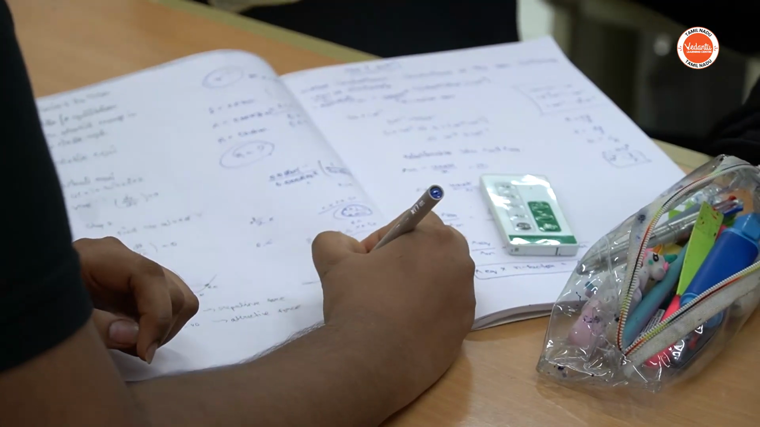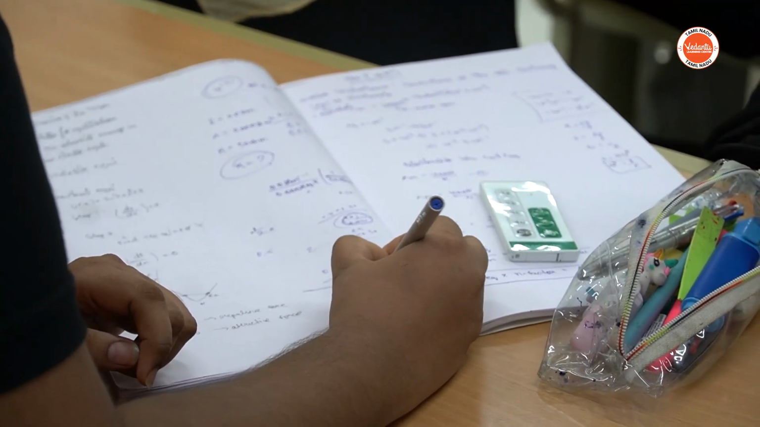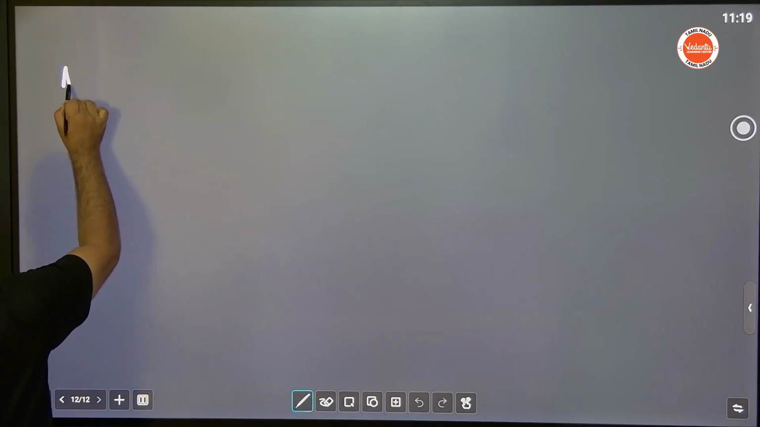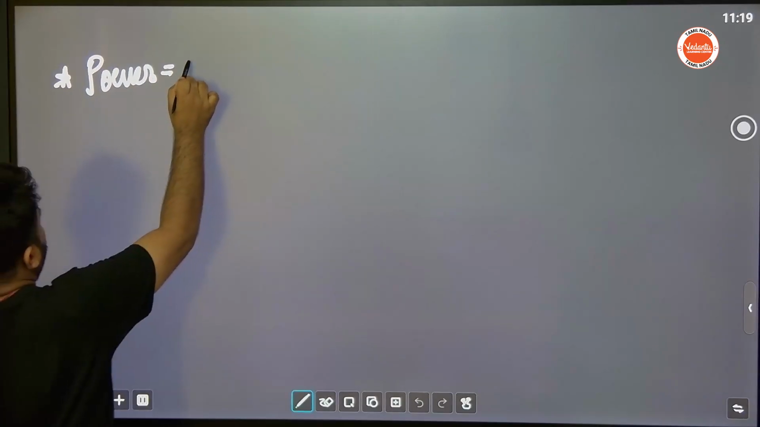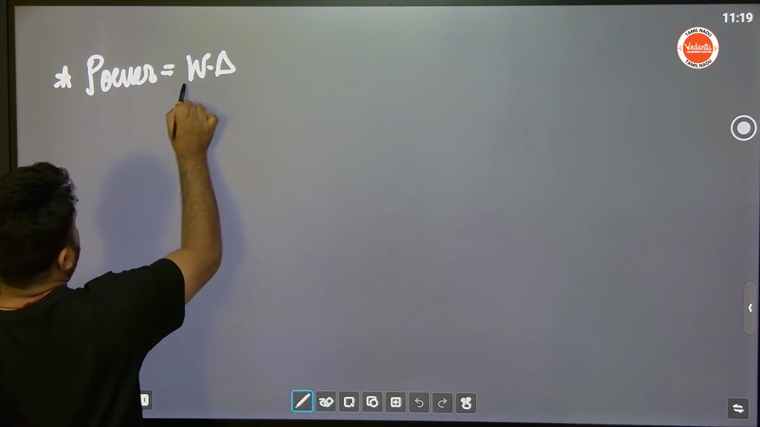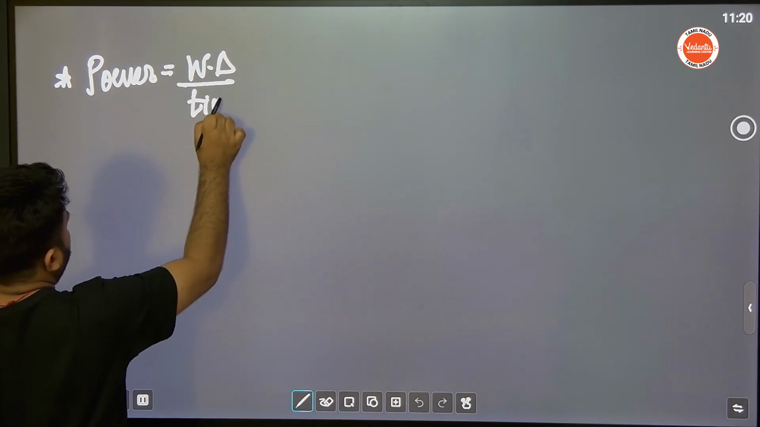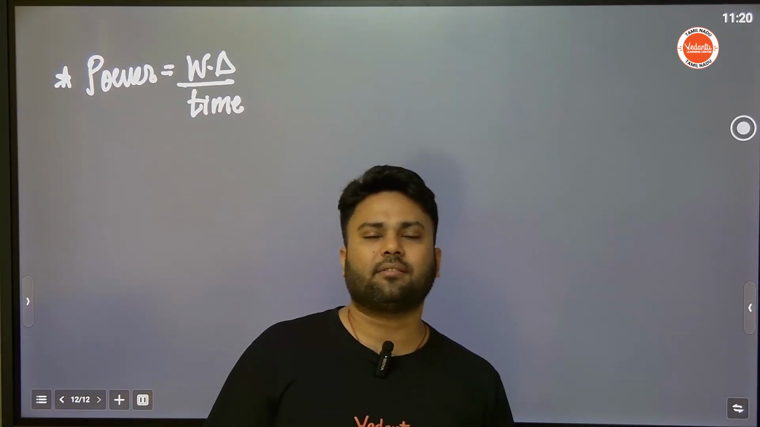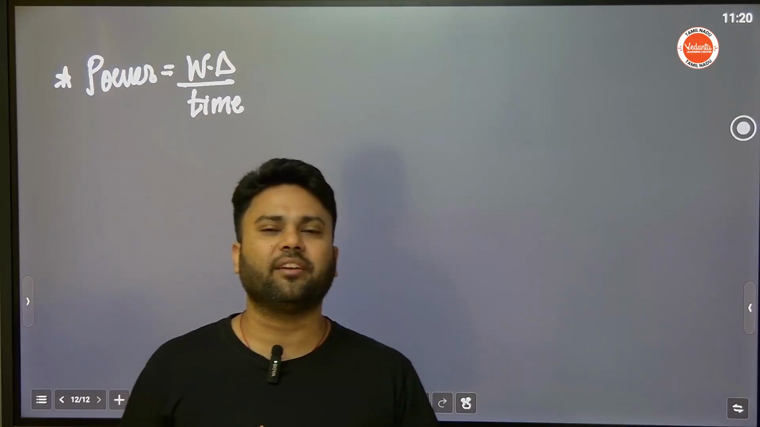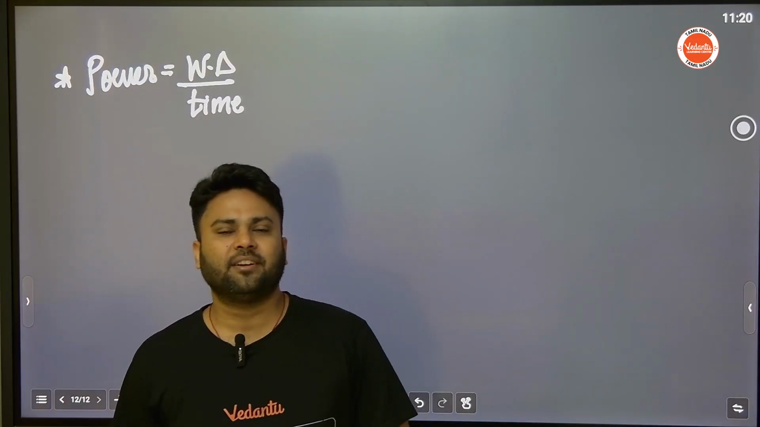Next we are going to study a little about power. Power is nothing but work done divided by time. Rate of work done means how much work you are doing in how much time. Time is very important.